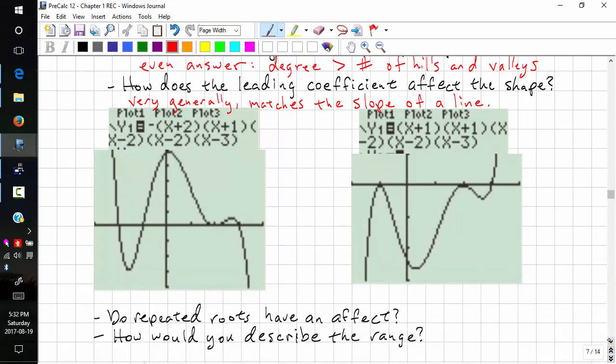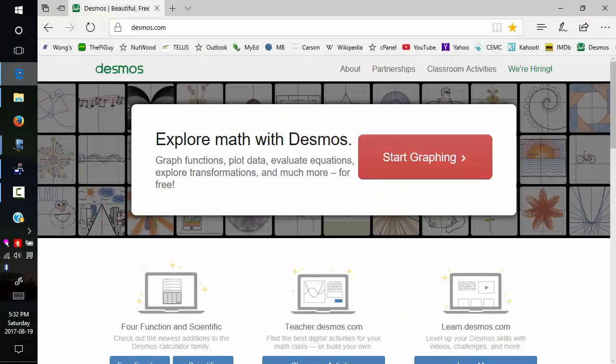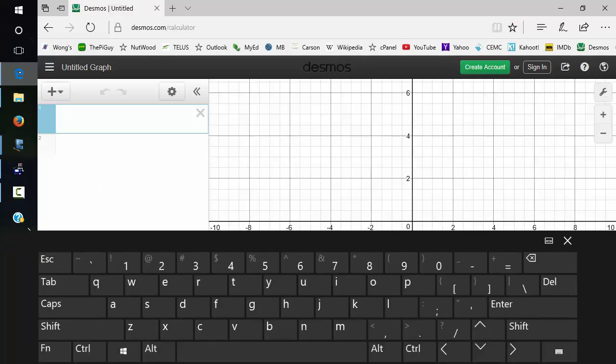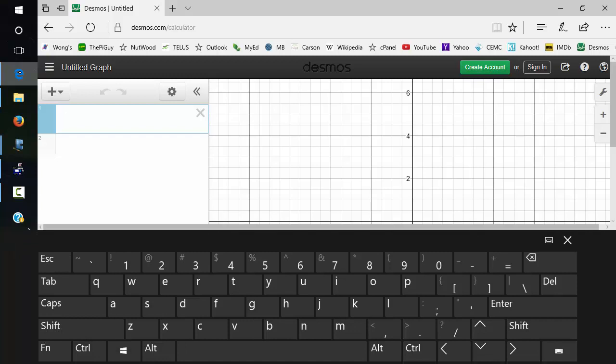Do repeated roots have an effect? So this time I've used a graphing calculator instead of Desmos. By the way, if you want to use Desmos, it's just desmos.com. It'll get you to this page, then you click on Start Graphing, and then you can just type the formula for your equation.